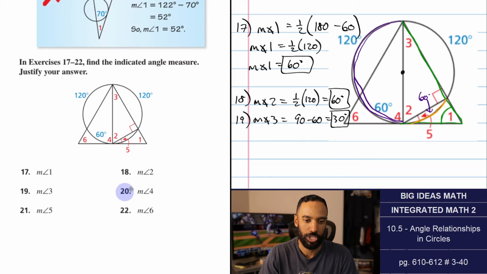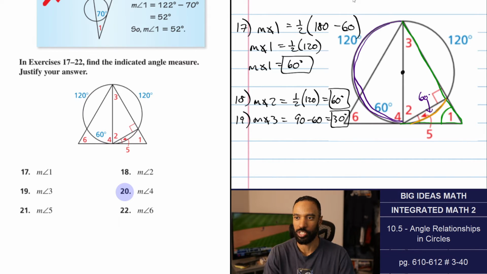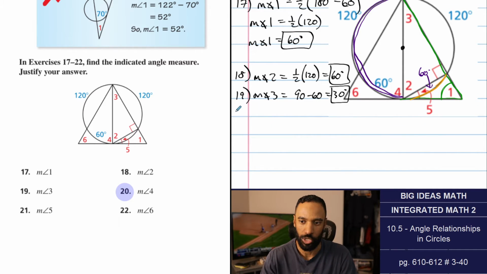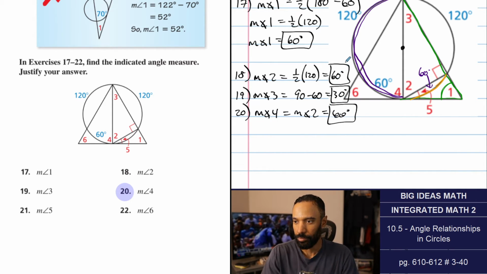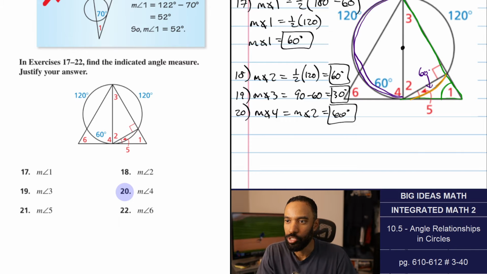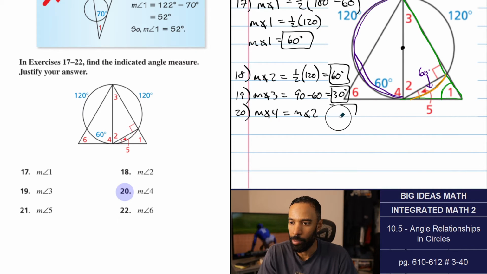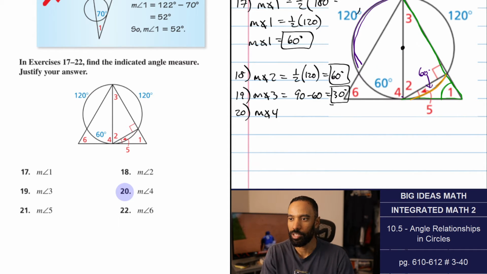Measure of angle 4 should equal measure of angle 2. This is just a symmetry thing. Anything I did on 2, I could do on 4 on the other side. So measure of angle 4 equals measure of angle 2, which is also 60 degrees. Sorry for going there. Oh, I'm sorry. This is not, let's go back. That is different. I didn't see how that thing worked. I'm sorry. It's different. Okay.